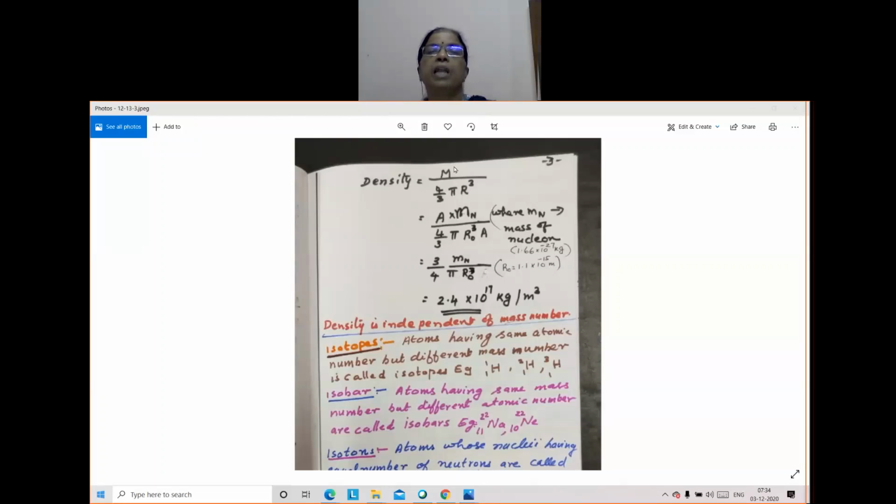So, total mass of the nucleus. How will you find the total mass of the nucleus? What all things are there? Which are the constituents of the nucleus? Protons and neutrons. So here we can write total number Mn, mass of nucleon. Nucleon means what? Nucleon means all the particles, protons and neutrons. Mn is the mass of nucleon.